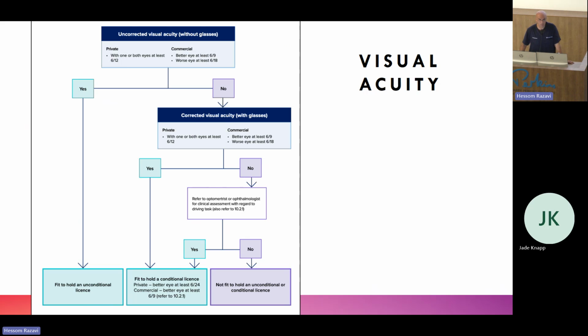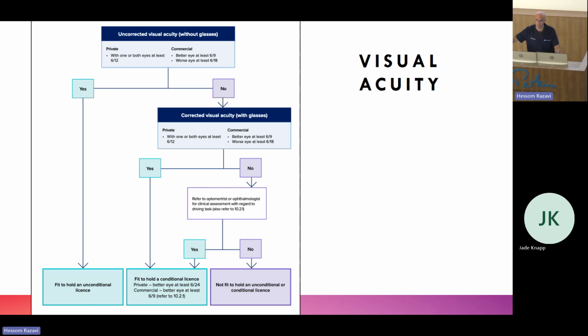The better eye has to be at least 6'9". There's also a lower limit for the other eye, which there isn't with private driver's licenses. Meaning, for a private driver's license, I can be 6'12" in one eye and be blind in the other eye. It's just one eye has to achieve at least 6'12".